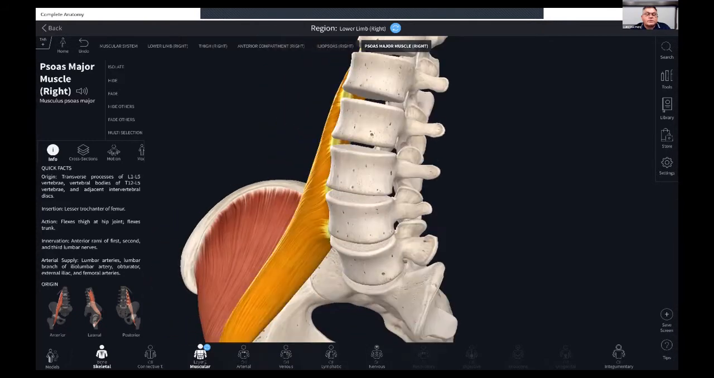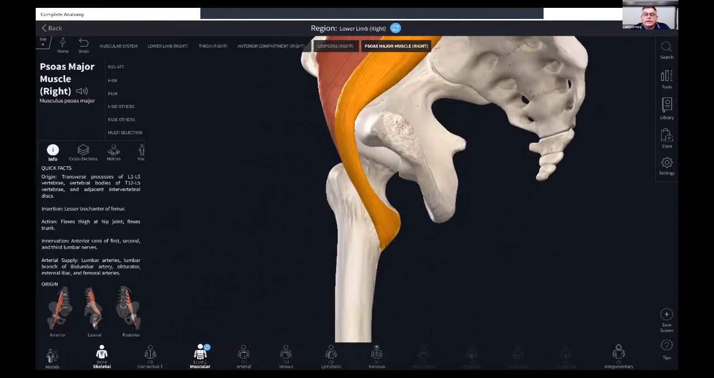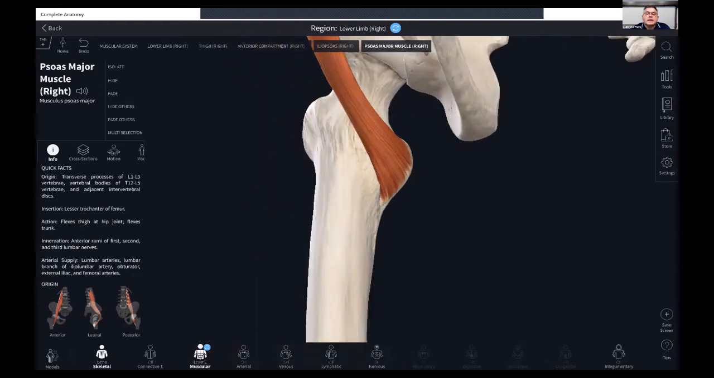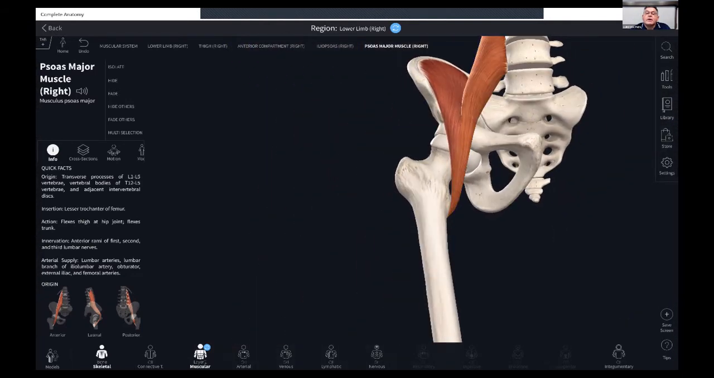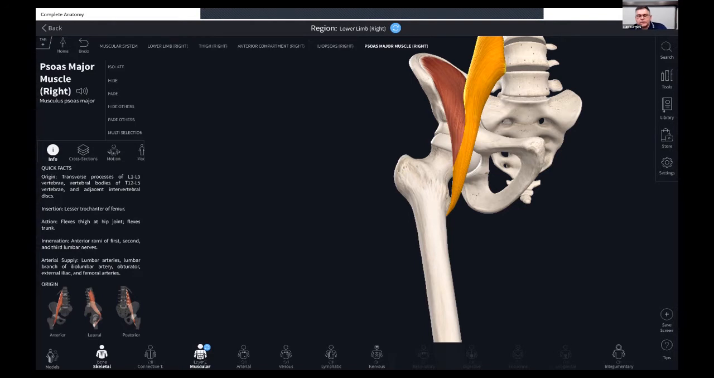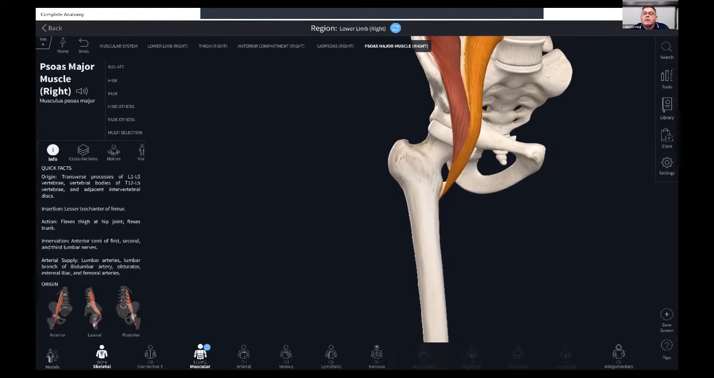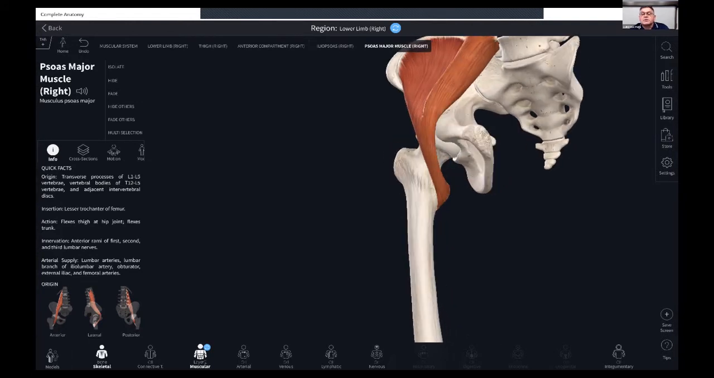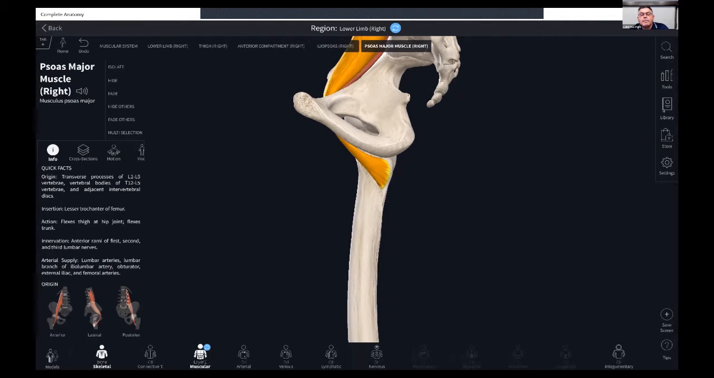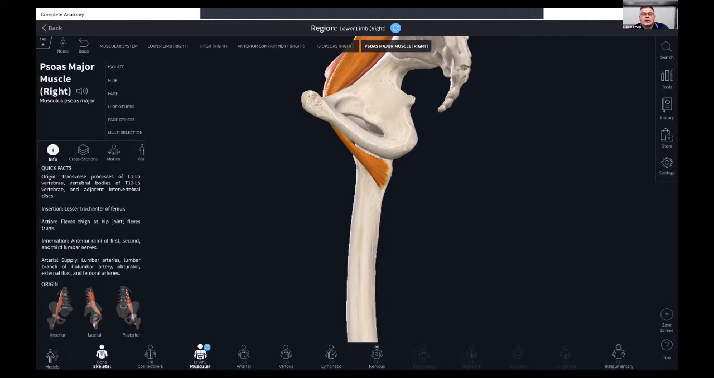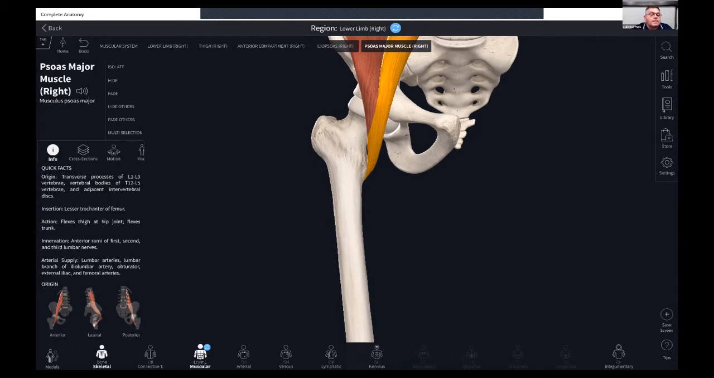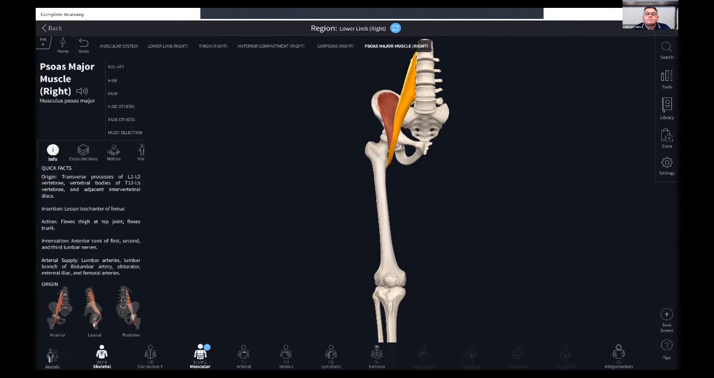Insertion, the lesser trochanter of the femur. Let me get all the way down here. And so we see its location right there. You can see that we reference the psoas major as the iliopsoas, quite honestly, because they merge together, form a common muscle, and then a myotendinous attachment or tenoosseous attachment onto the lesser trochanter. Action, it flexes the thigh at the hip joint and it flexes the trunk. That's psoas. Innervated by the anterior rami of the first, second, and third lumbar nerves.